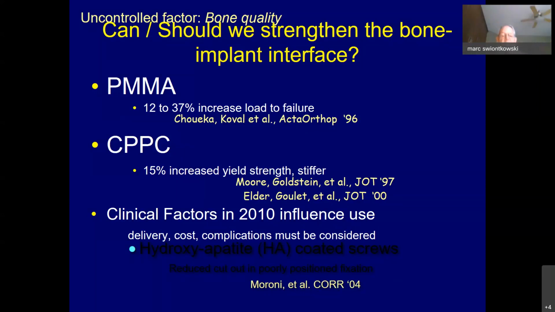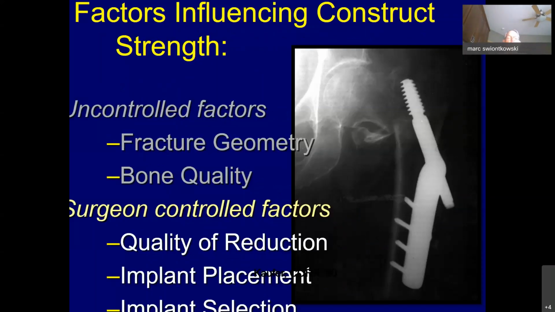And you can see a reference about hydroxyapatite coated screws, which are more expensive and add limited benefit. So there are adjuncts, but one should consider whether they're available and their expense.